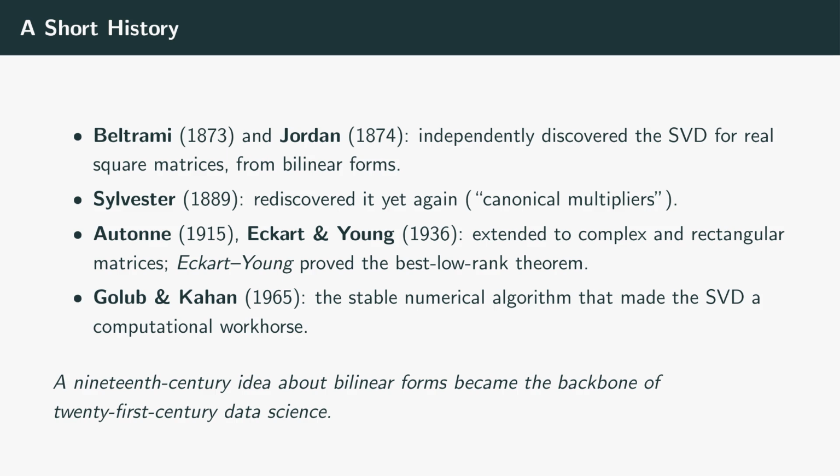But the SVD only became a practical everyday tool in 1965, when Gene Golub and William Kahan published a numerically stable algorithm to compute it. That algorithm turned a 19th century curiosity about bilinear forms into the computational backbone of modern data science, signal processing, and machine learning. Few ideas have traveled so far from where they started.